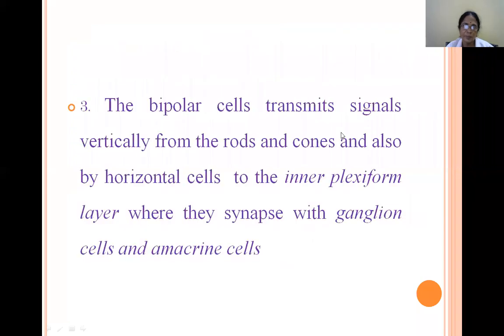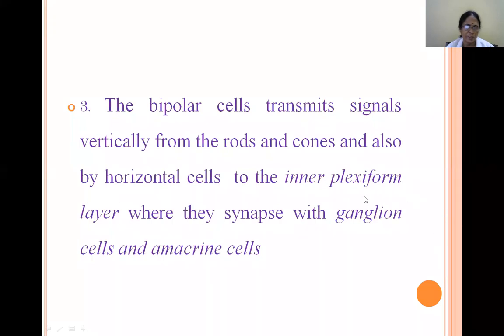The bipolar cells transmit vertically. The signals they receive, they transmit in a vertical direction, and horizontal cells transmit in a horizontal direction, also to the adjacent cells. Whatever stimulation they have received, they transmit. And from here, the signals go to the inner plexiform layer. From the outer plexiform layer, the signals arrive into the inner plexiform layer.